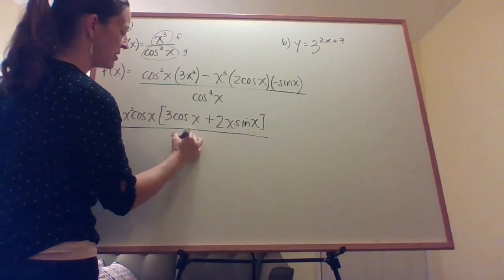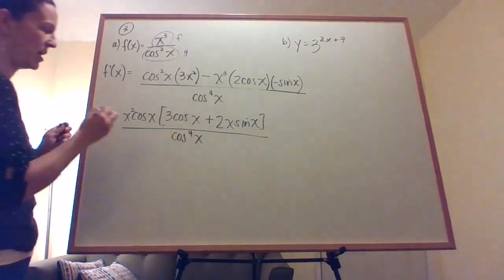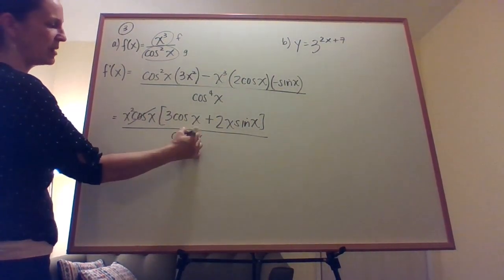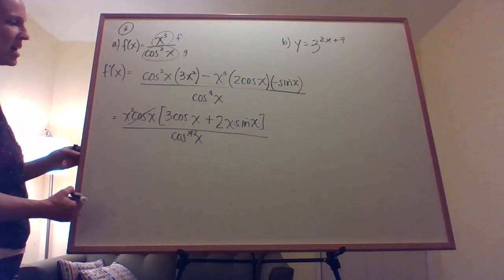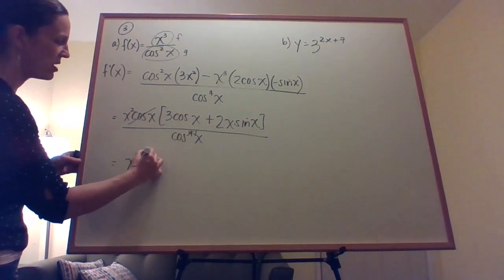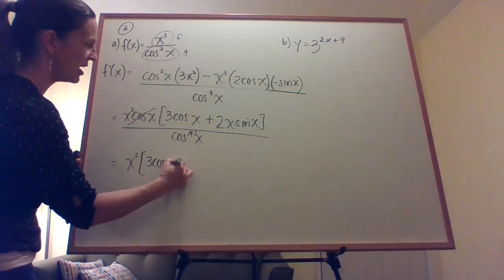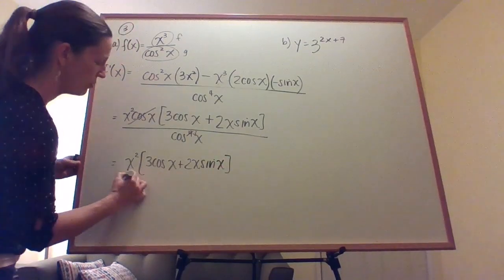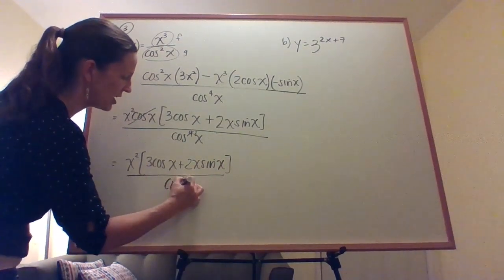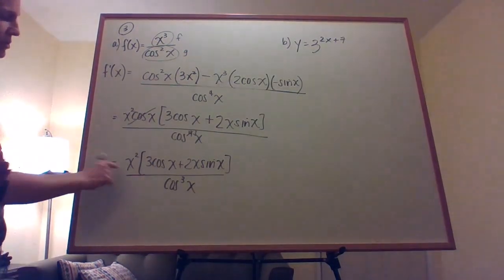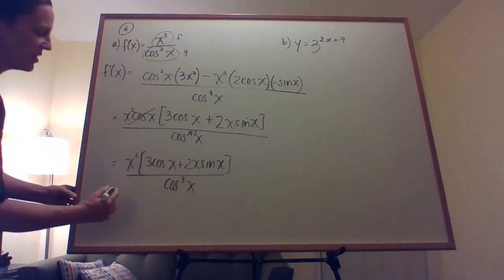On the bottom, I still have cosine to the 4th x. And if I look here, I've got 1 cosine here, 4 on the bottom. I can eliminate 1, and this drops to cosine cubed. So my final answer here would be x squared times 3 cosine x plus 2x sine x all over cosine cubed x.